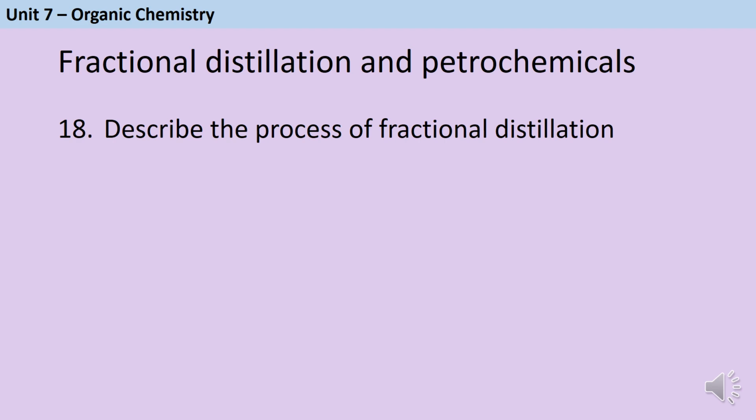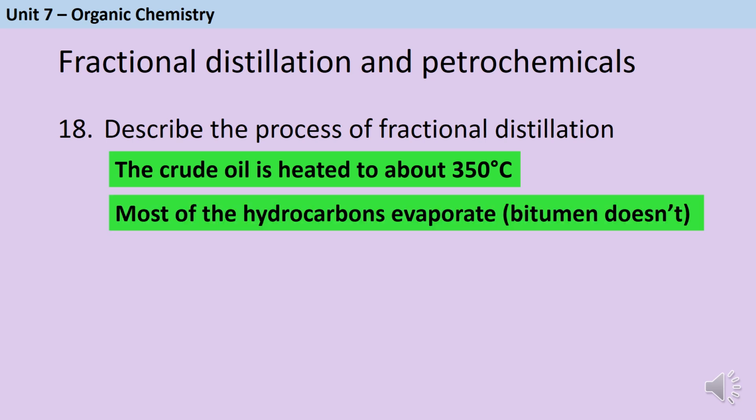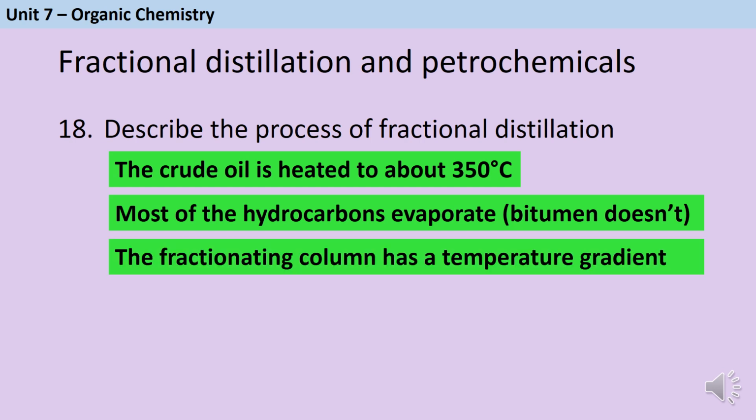In order to do fractional distillation, the crude oil is heated to about 350 degrees C. You'll see some textbooks will talk about 400 or 450. There isn't a precise temperature that you're meant to know, but you just need to know that it's very, very hot. Most of the hydrocarbons are then going to evaporate, although the bitumen or residue probably won't.